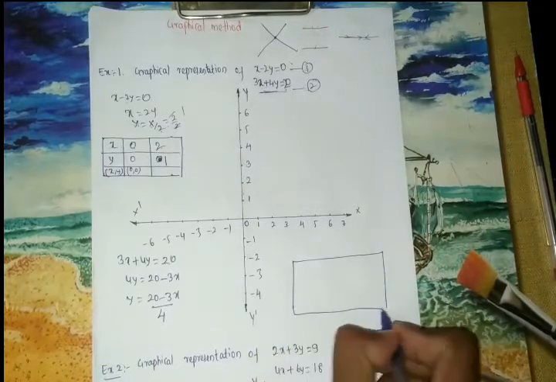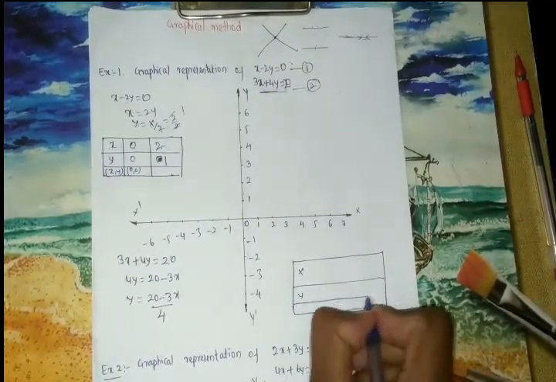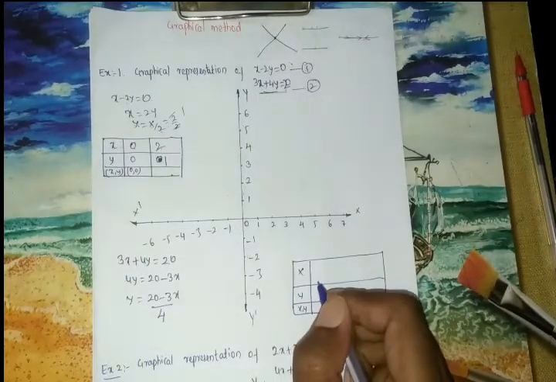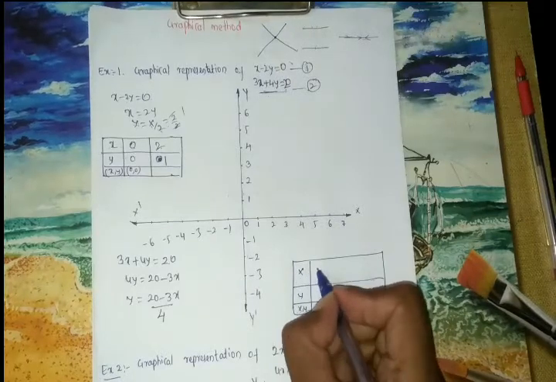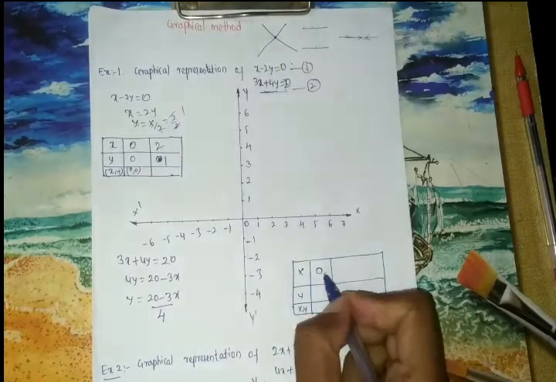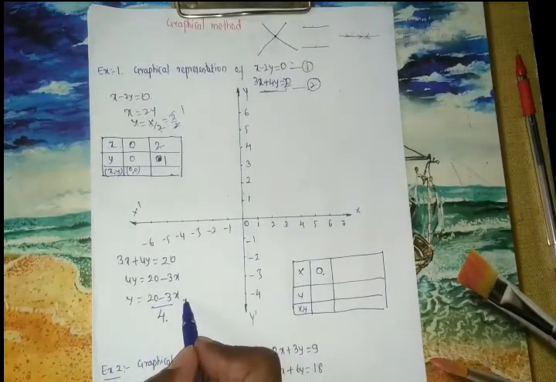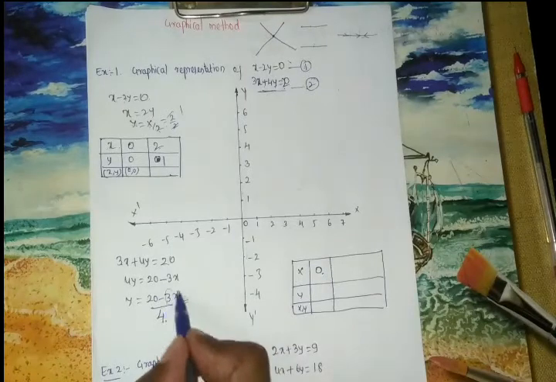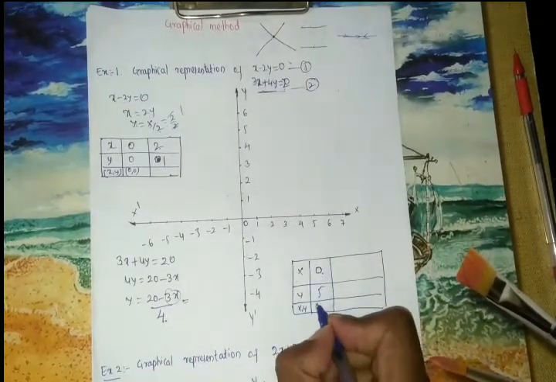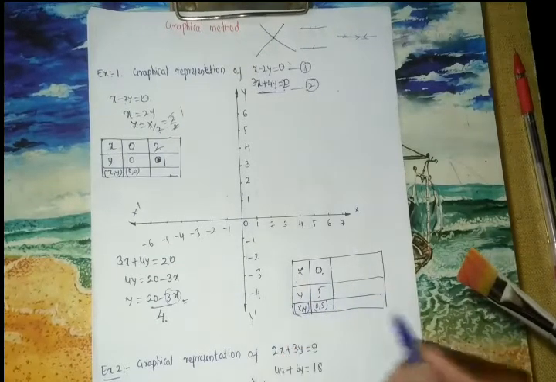Let me draw here a table which contains x, y and (x, y). Let me start by putting the value of x as 0. When I put x as 0 in this equation, what corresponding value of y will I get? This becomes 20 by 4, so it will be 5. So when x is 0, y will be 5.